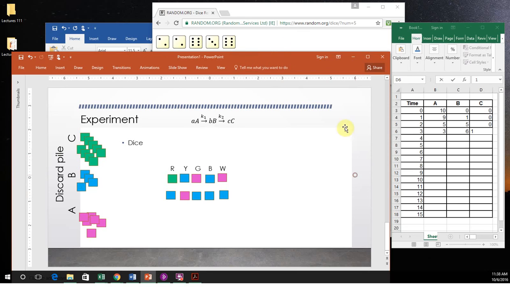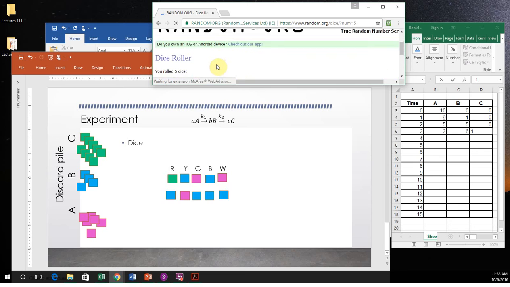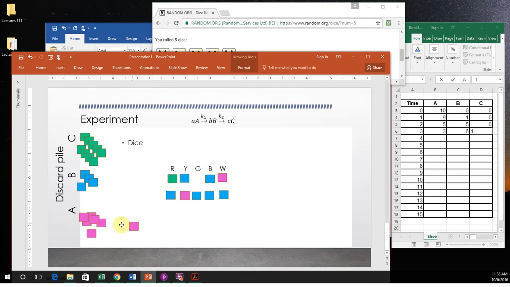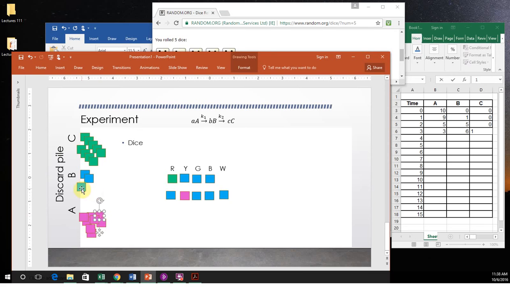So now we're going to roll again. And I still roll all 5 just because I don't want to have to worry about lining it up or anything. C can't react, so we're going to ignore that. This is a B, so it only reacts if we roll a 1. That didn't happen. This reacts 4 to 6. It did, so we are going to move this over and replace it with a B. All right, so then our next one, B, only reacts with a 1. Nope. And this one, this A did react.